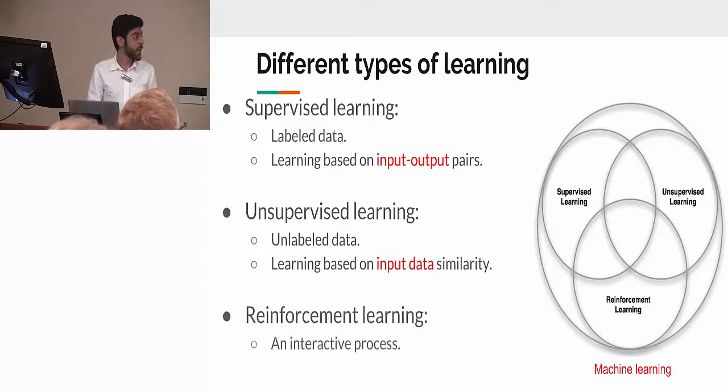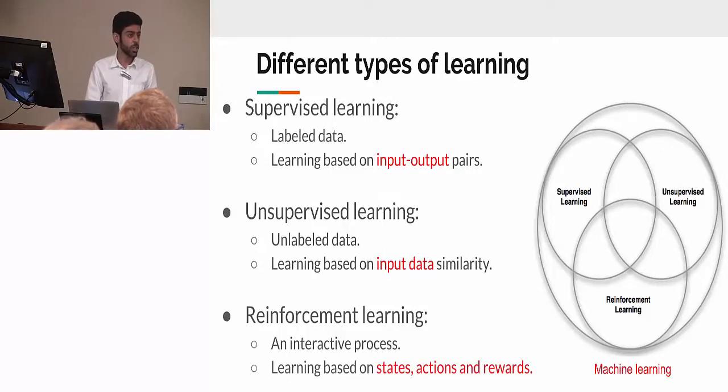Reinforcement learning is an interactive process, and the learning is based on the states, action, and rewards, which need to be defined based on the problem that we are trying to solve. There are also some other subcategories here, which are semi-supervised and weakly supervised, which lie between supervised learning and unsupervised learning. In one, we don't have labels for some portion of the data, and in the other, we do have the labels, but labels are noisy and not exactly what we're searching for.